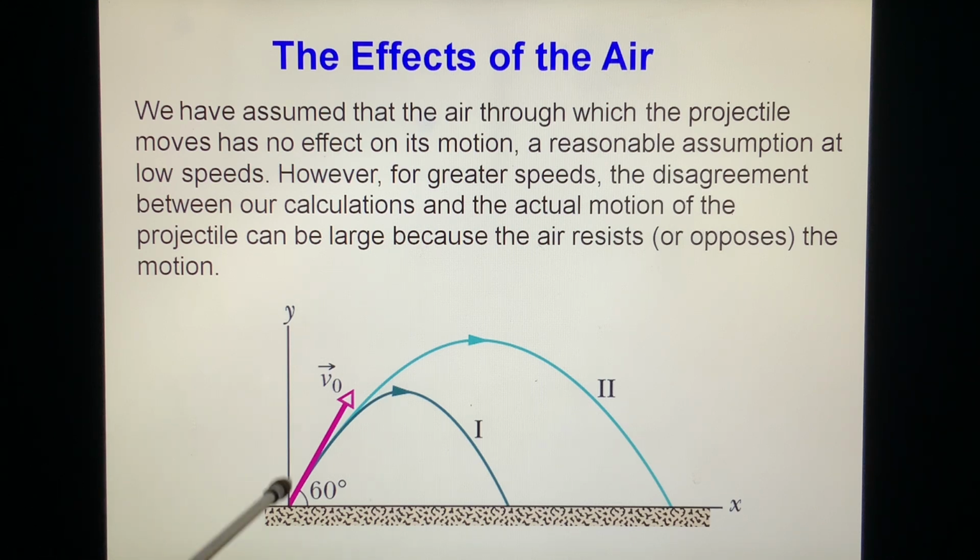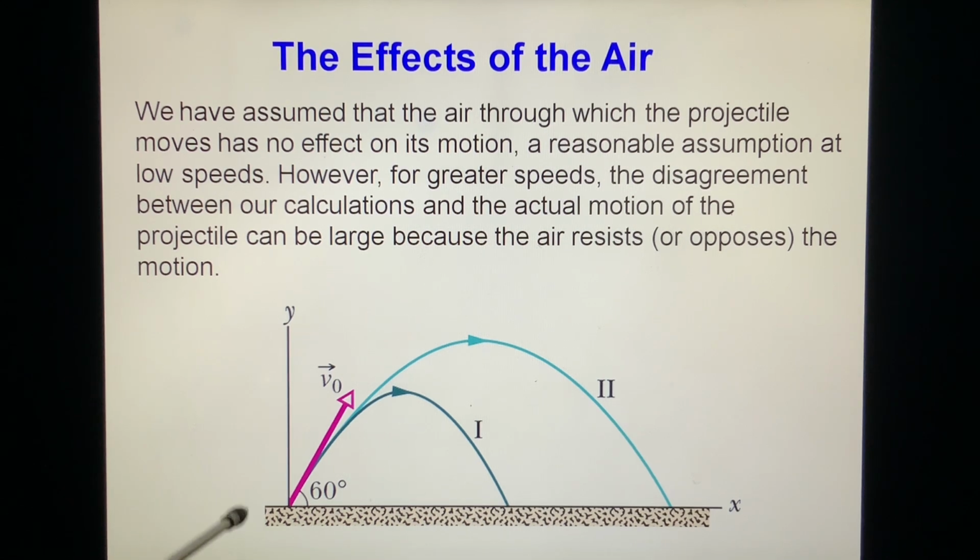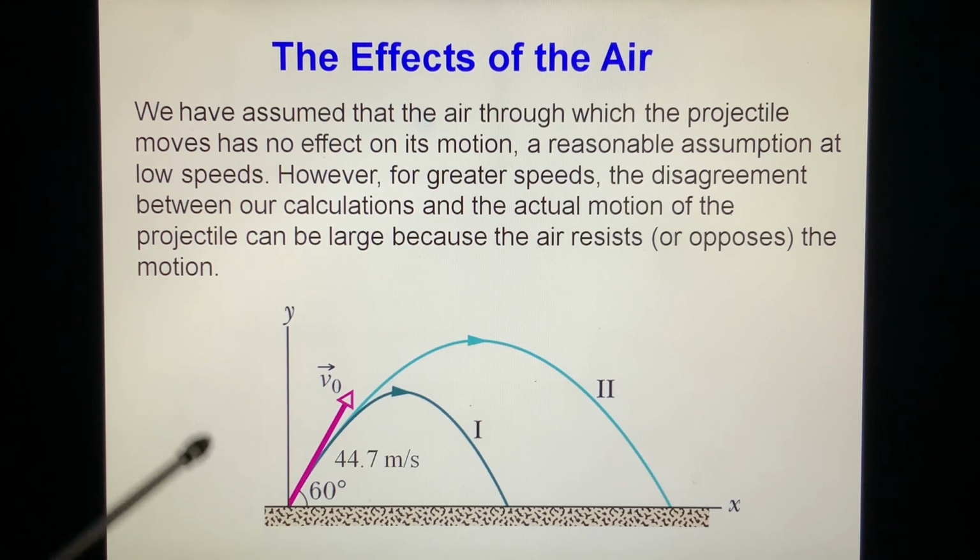Look at this. We have a projectile with initial speed V0 and initial angle 60 degrees. From our calculation, this speed is 44.7 meters per second, and you should have a range of 177 meters. But in that environment of air resistance, actually it only reached 98 meters.